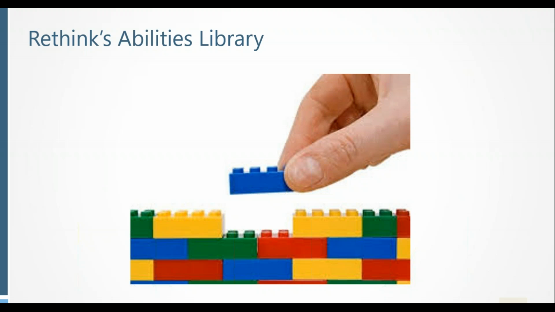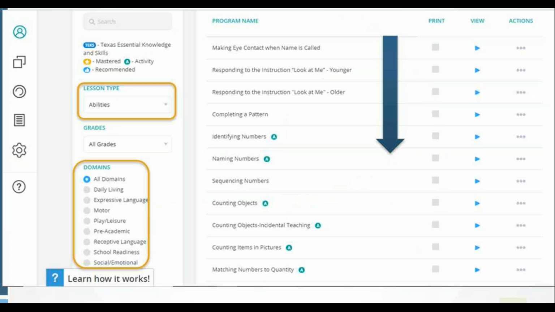This library focuses on prerequisite skills that are building blocks to other lessons you may want to teach later. In this library, the domains include daily living, expressive language, motor, play and leisure, pre-academic, receptive language, school readiness, and social emotional. This library is arranged in developmental hierarchy from top to bottom.